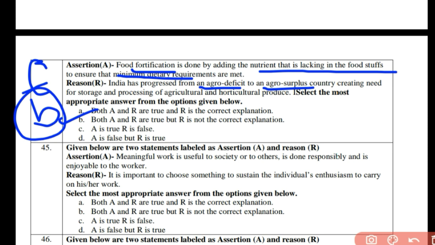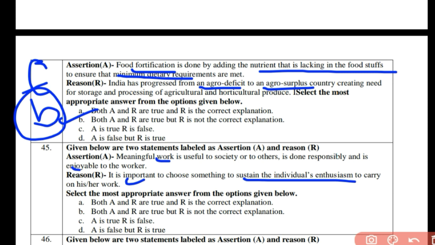Now, I come to question number 45. The assertion is: meaningful work is useful to society or to others. It is done responsibly and is enjoyable to the worker. Obviously, the definition of meaningful work is absolutely right. Next, the reason: it is important to choose something to sustain an individual's enthusiasm to carry on his or her work. Yes, this statement is also correct. So the assertion is correct, and R, the reason, is also correct.